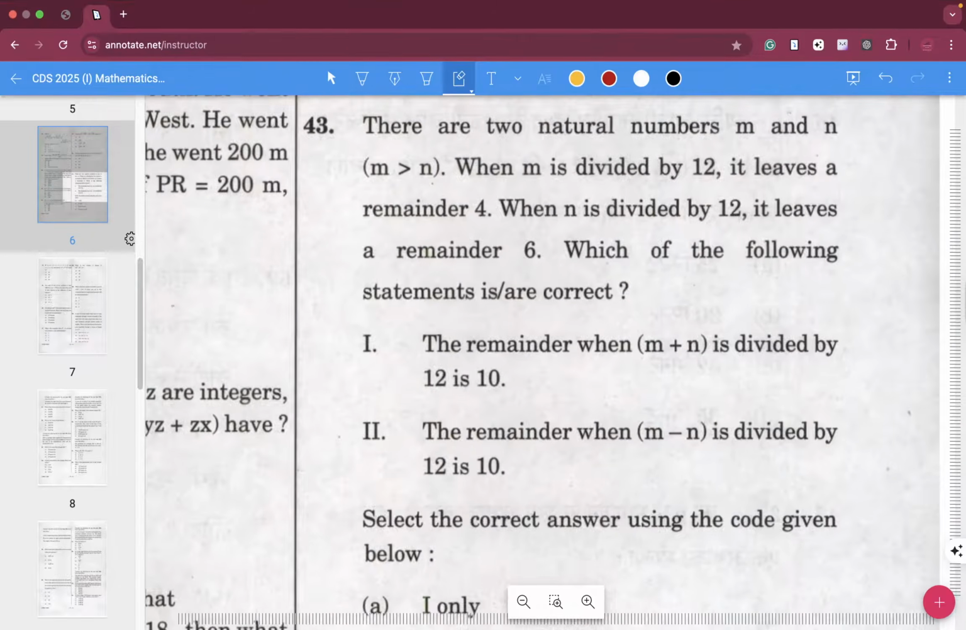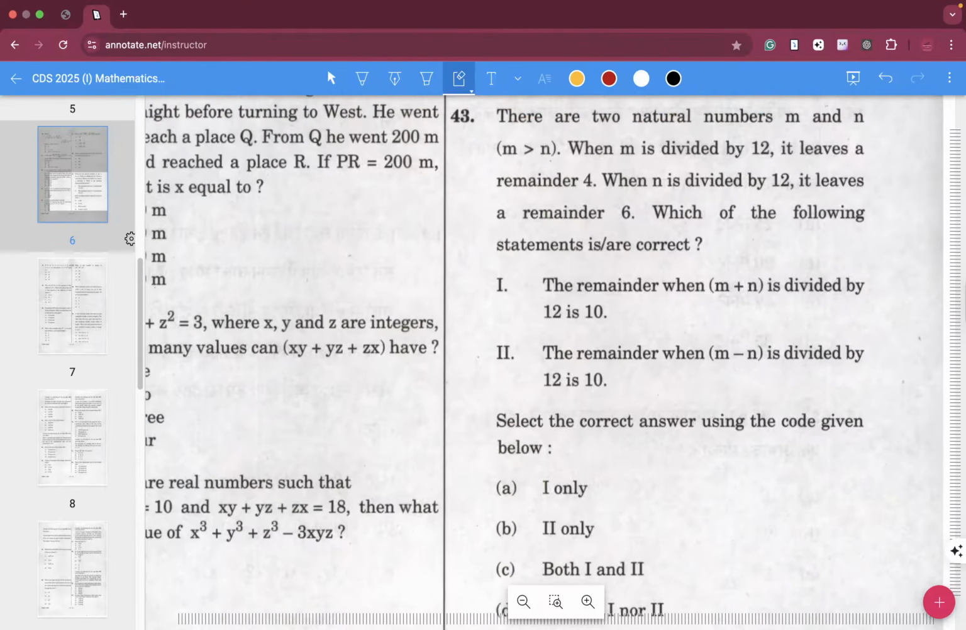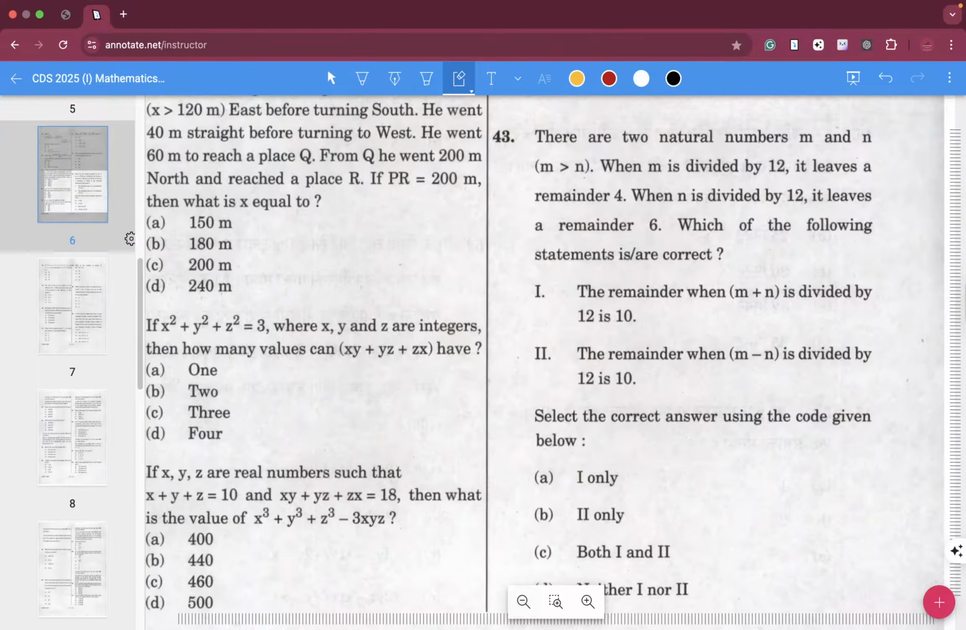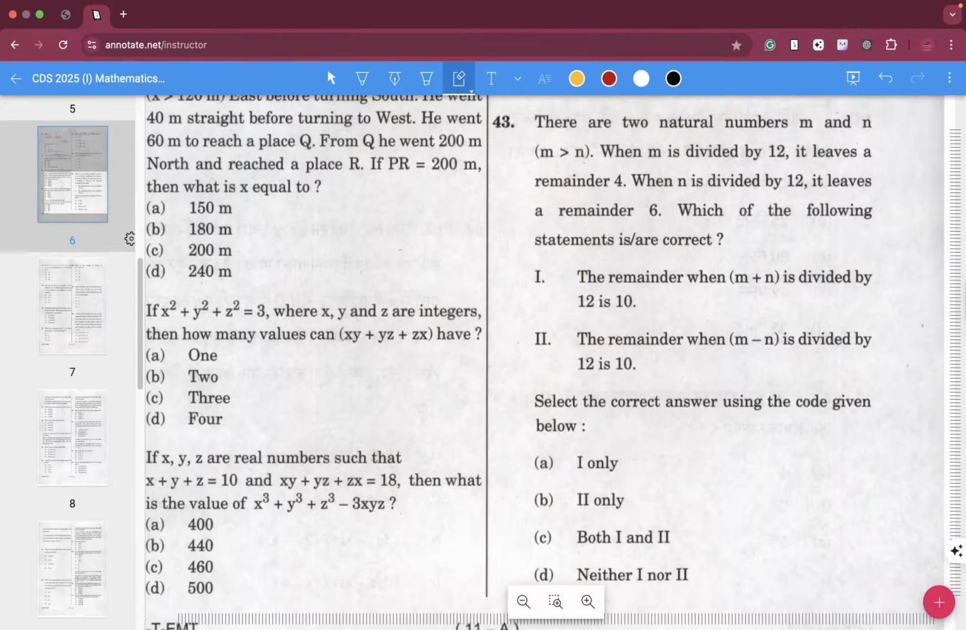Now you have question number 43 over here. There are two natural numbers m and n, where m is greater than n. They have given the condition over here: m is greater than n.